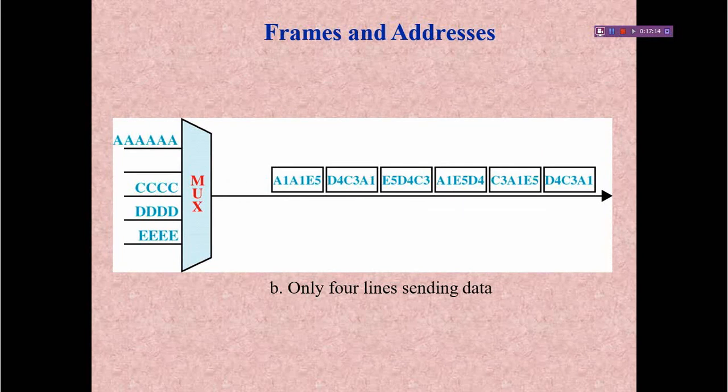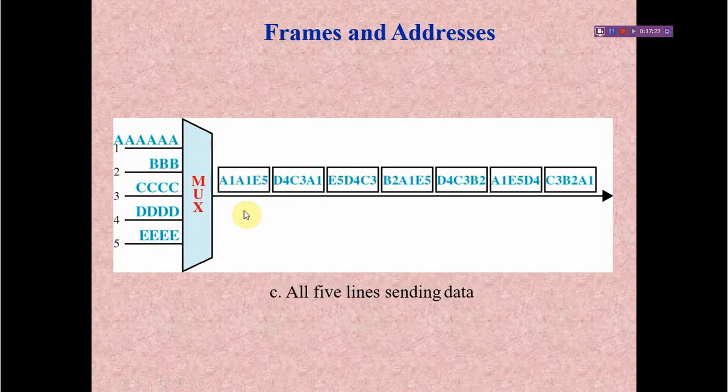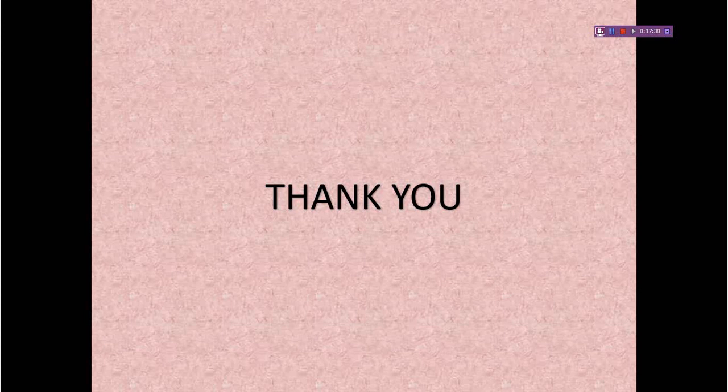Here only 4 lines are sending data because one device has no data to send. Here all the devices have data to send, so all 5 lines are sending data. So this is all about asynchronous time division multiplexing. So this is all about the different types of multiplexing: frequency division multiplexing, wave division multiplexing, and time division multiplexing. Again, time division multiplexing is of two types: synchronous time division multiplexing and asynchronous.